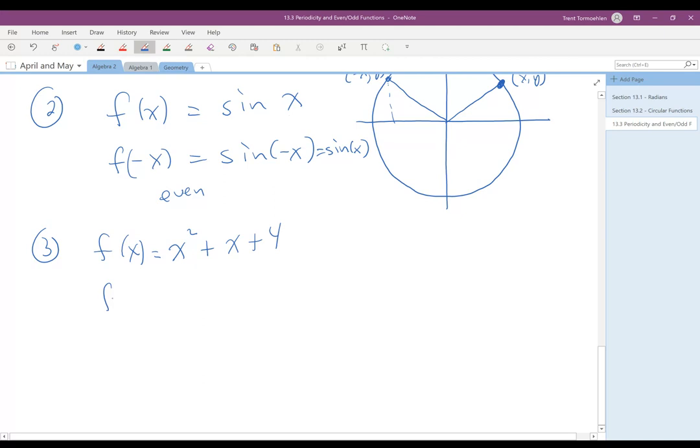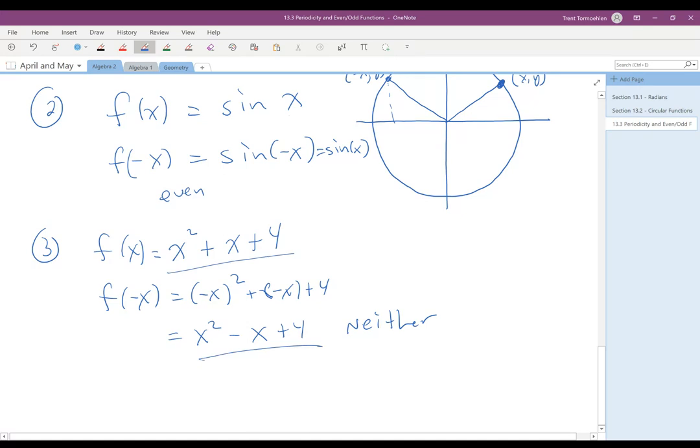if I plug in negative x, I get negative x squared plus negative x plus 4. That gives me x squared minus x plus 4. And so this would be a neither. It's neither even nor odd because it's not the same. It's also not the opposite, and so it can't be an odd function, and so this would be a neither.